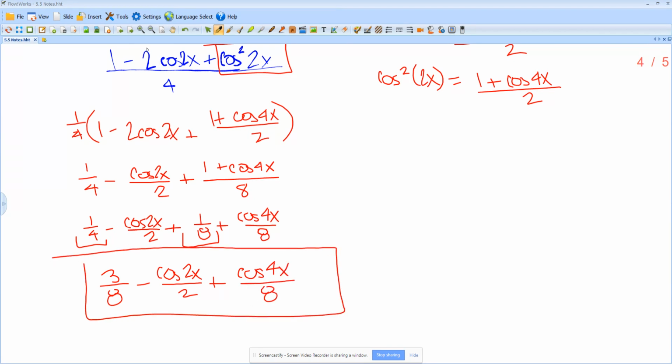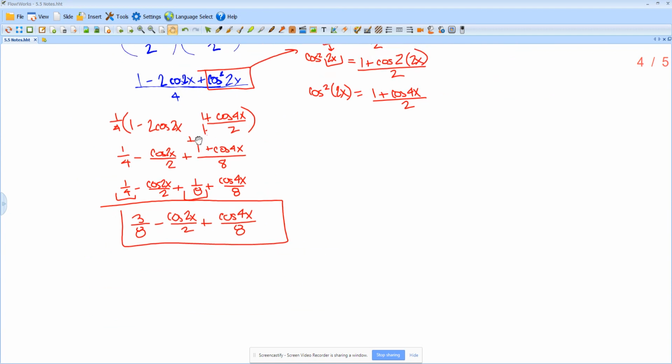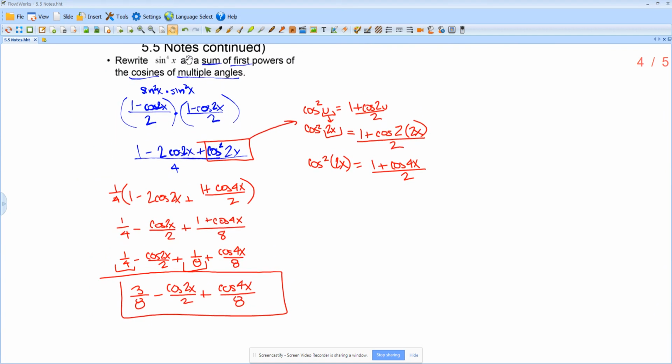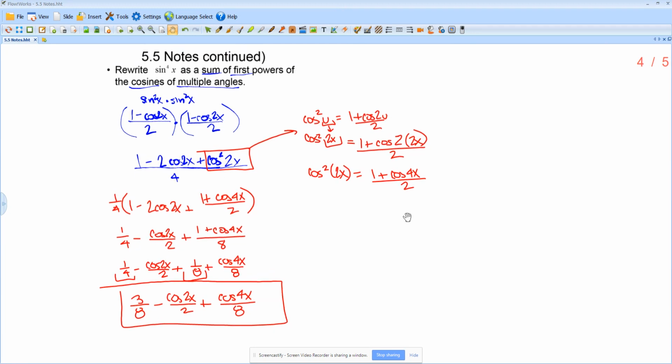And now I know that that's a final answer because it meets all of the ridiculous requirements that the question asked for. It is the sum of first powers, so all of this is cosine to the first, of cosines, only cosines, of multiple angles. So I have a double angle and I have a 4 times angle, which is fine because it said I could have multiple angles. Now, don't look at that and be like, whoa, I can never do that on my own. It's not a super common question, but it is a super cool question, and it is something that you should be able to follow.